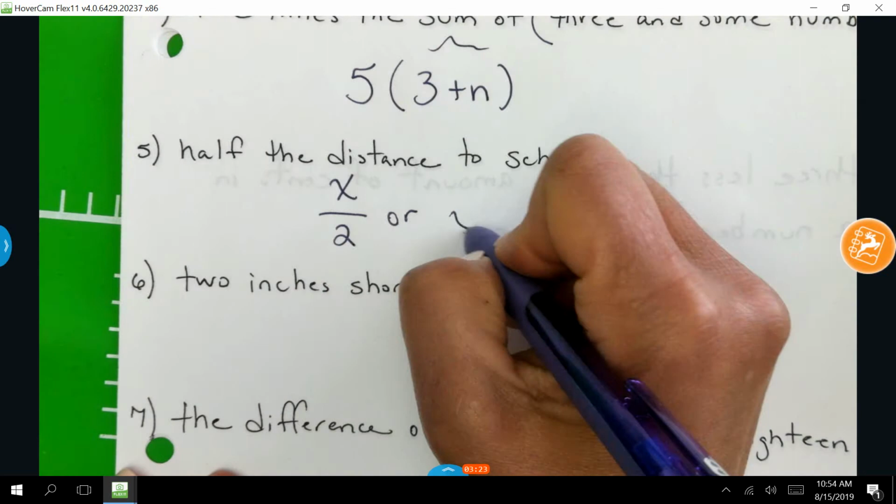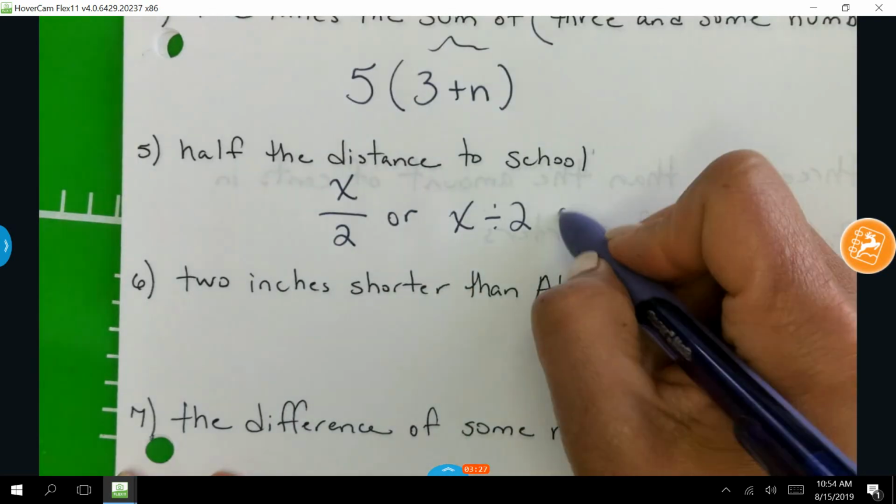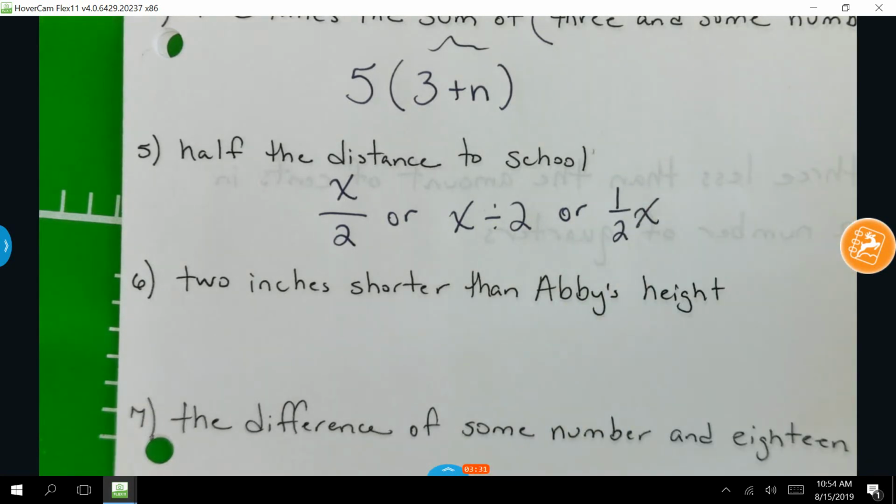Could you also write x divided by 2? Sure. Technically, you could do this also. Half x. Okay? Multiplying by the fractional portion, like dividing by 3 is the same as multiplying by a third. Dividing by 4 is the same as multiplying by a fourth.